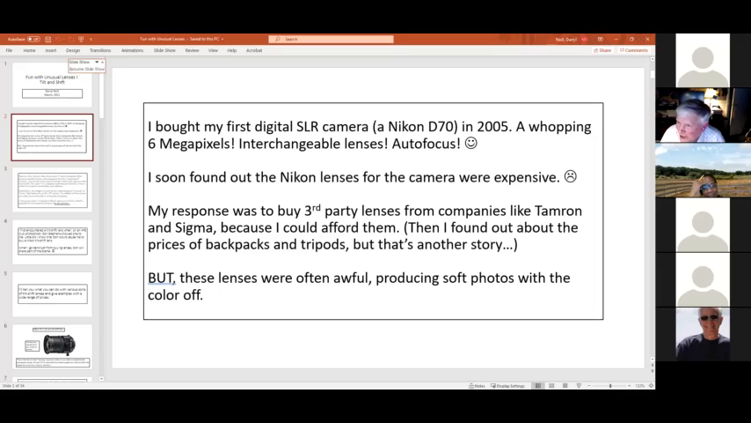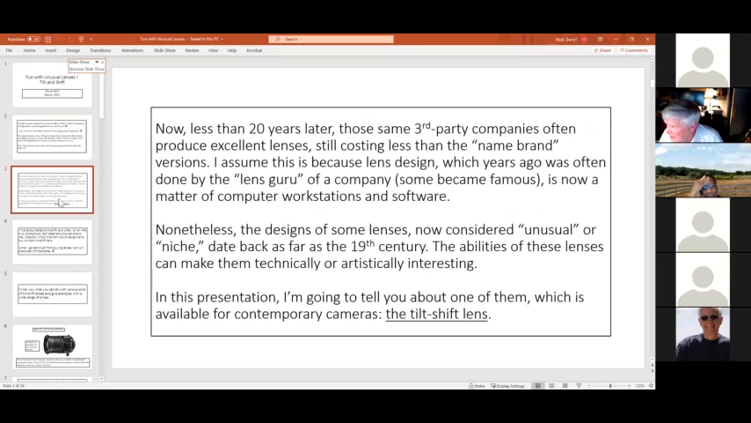And that was before I found out about the prices of other things. Backpacks, tripods, unbelievable. But those lenses, they were pretty terrible, actually. I have to tell you that Tamron and Sigma have really upped their game. They make some great lenses now. But if you went back into the early 2000s, that wasn't the case. So now you can buy great lenses. You can slap them on your camera and get terrific pictures with just a modicum of learning.